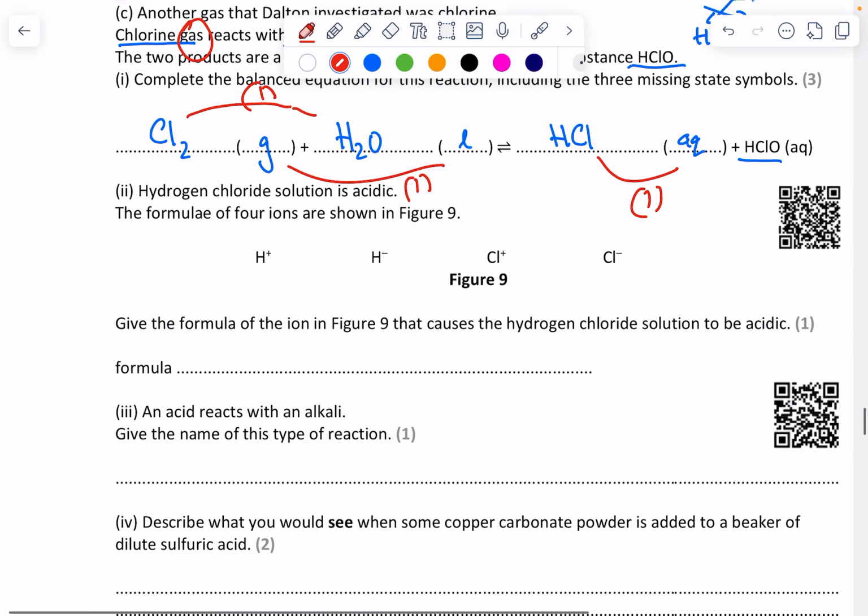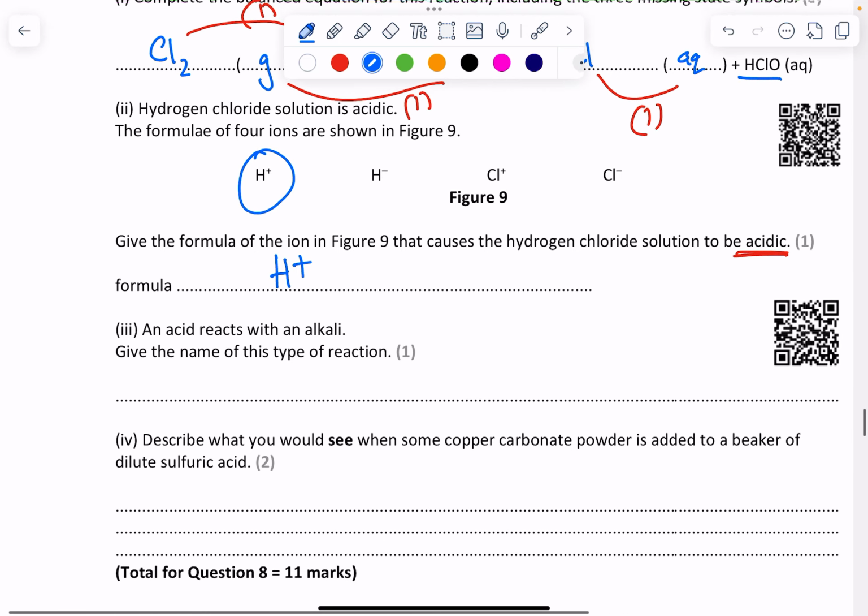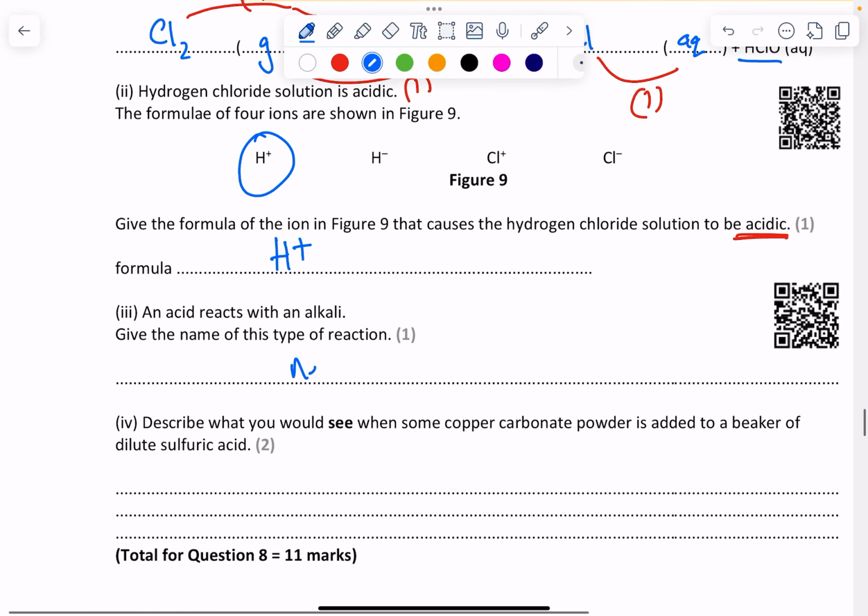Give the formula for the ion that makes hydrogen chloride to be acidic. Hopefully remember that to be acidic, you need H plus ions. Acid reacts with an alkali, give the name. So when they react together, it is a neutralization reaction.